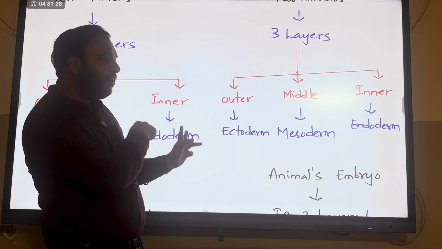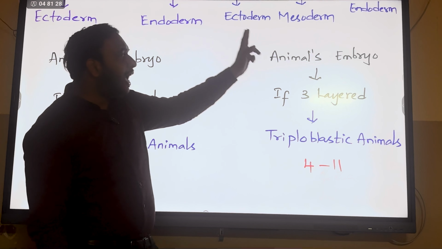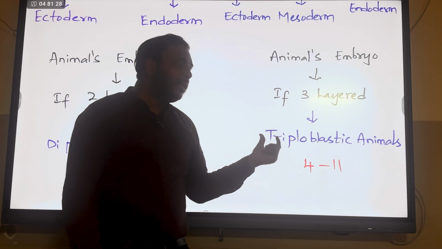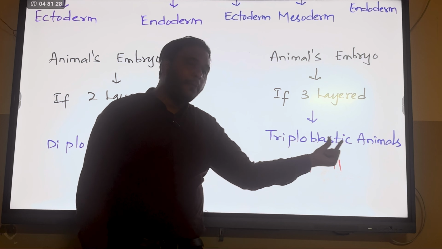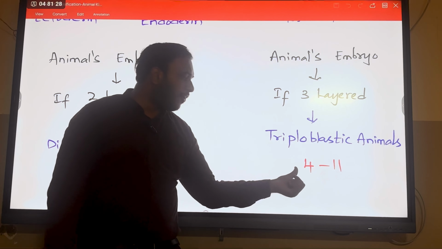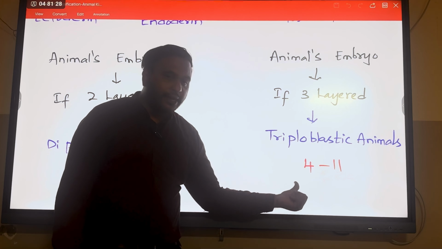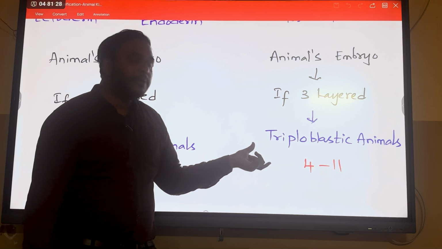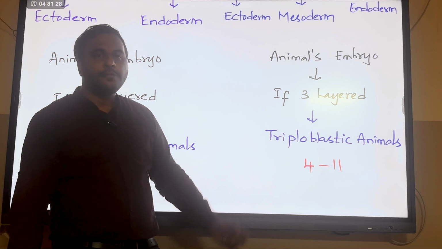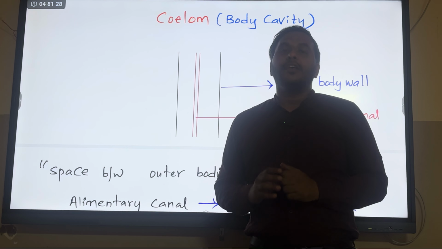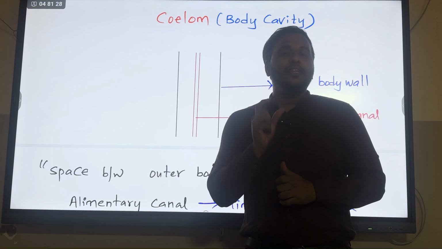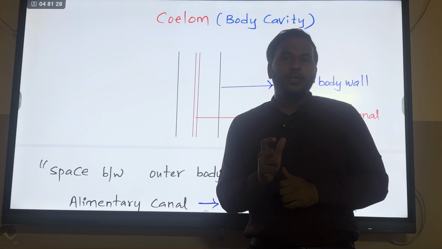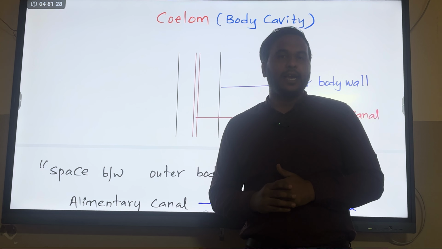Already we have studied in the previous section. Next, if the animal's embryo is three layered, we call them triploblastic. Tri means three. So phylum number 4, that means Platyhelminthes, up to phylum Chordata, phylum number 11, we call them triploblastic animals. The next criteria is coelom. Coel means a space or a cavity. Coelom means a body cavity.